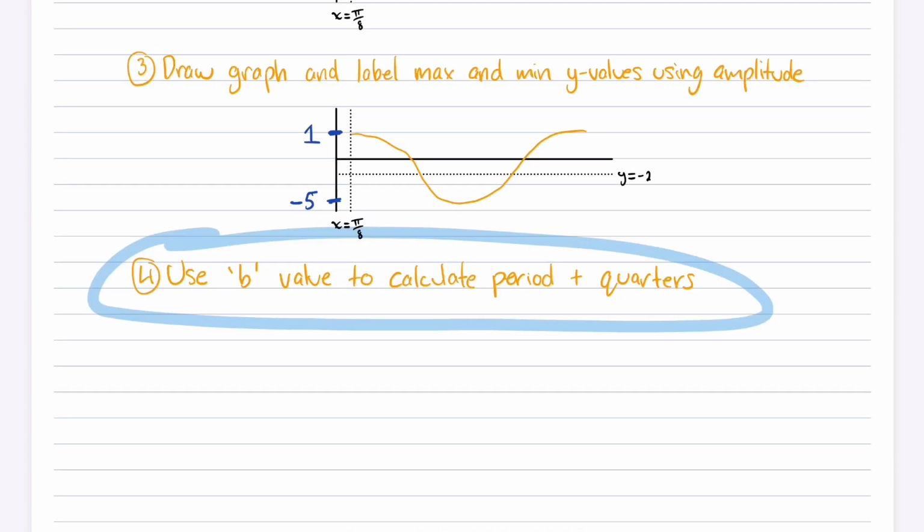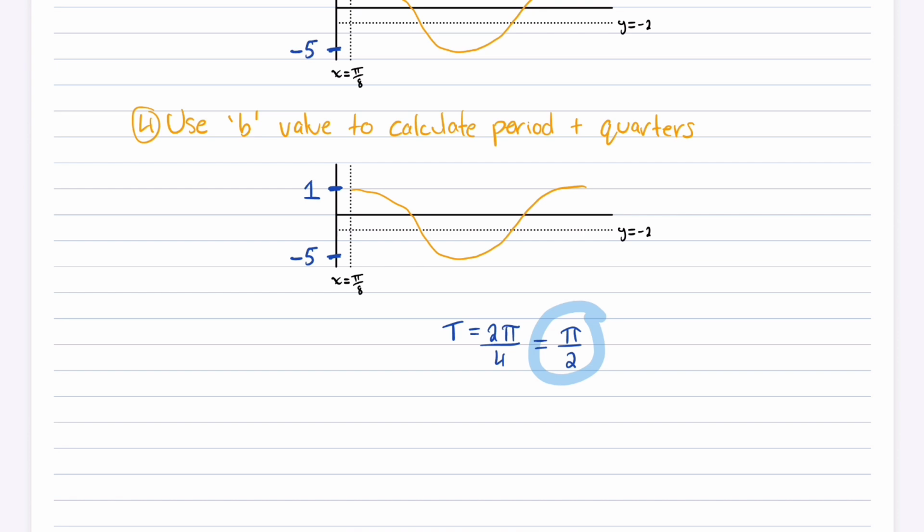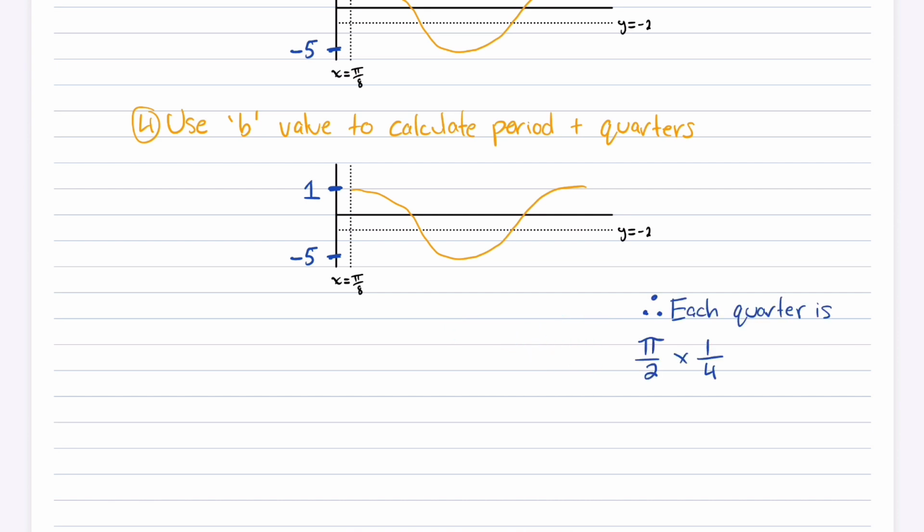Now we've got to use B to calculate the period and the quarters, which are always important when sketching a trig function. So the period we can see is going to be 2 pi on 4, right? Because our b value was 4, which is pi on 2. So that means that each quarter is going to be whatever pi on 2 times a quarter is, which turns out to be pi on 8. So every single quarter on this graph goes up in pi on 8. It is a little bit of a coincidence here that this is the same value as our phase shift. That's not always the case.